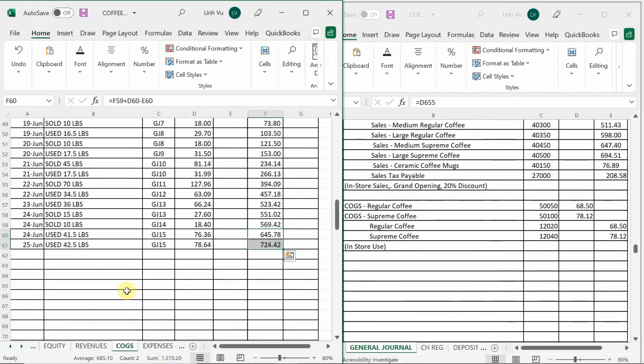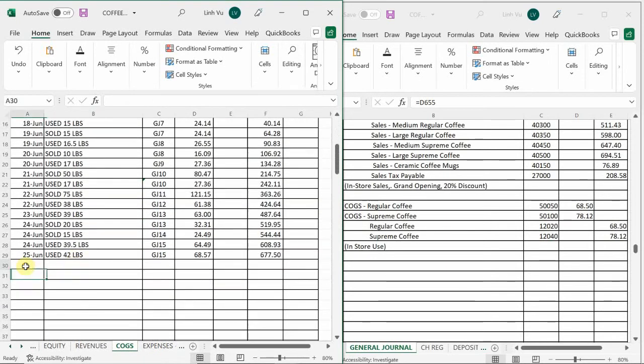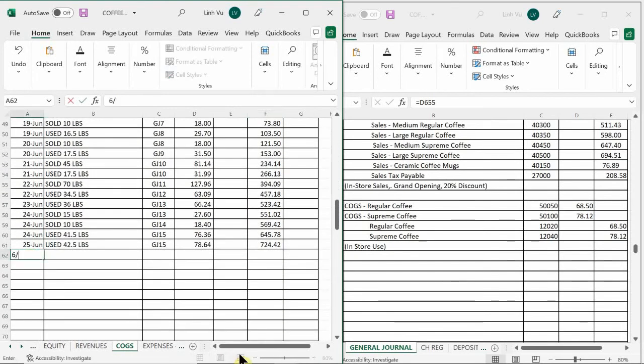Okay? And we're going to do that by starting off with our cost of goods sold. So in this case, what did I do? For the 26, I used 42 pounds. Okay? And it cost me $68.50. Okay? Which should increase your account balance by $746 even. Wow. Okay? And of course, I have to update my cost of goods sold for my Supreme coffee.